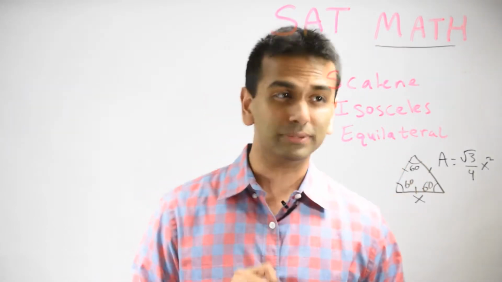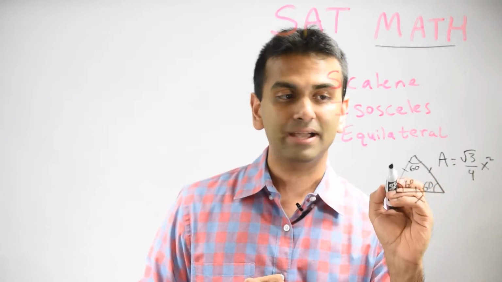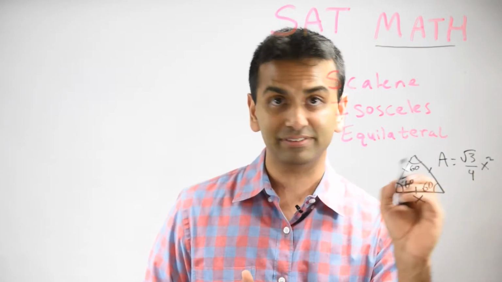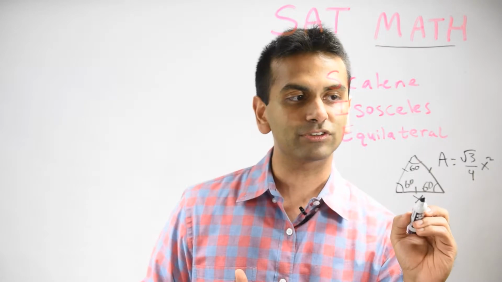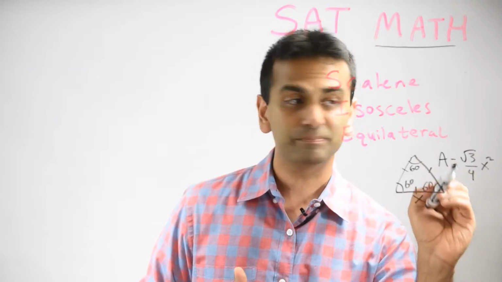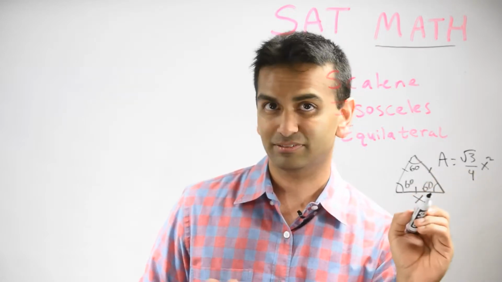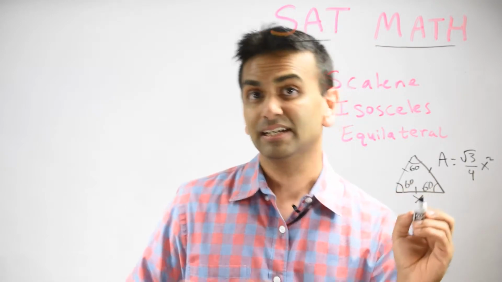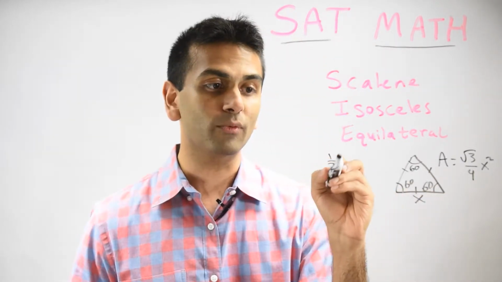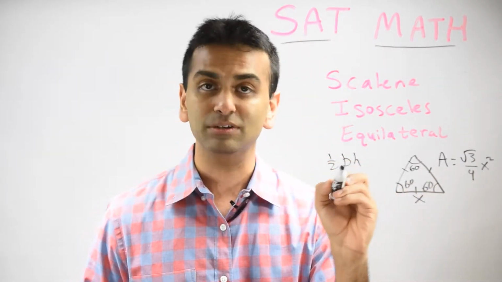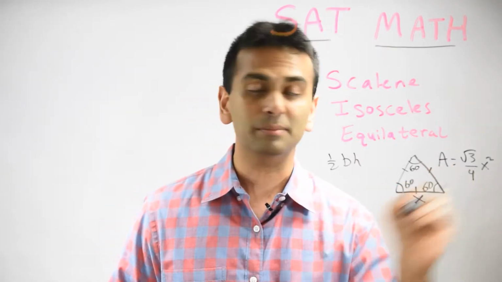A cool thing about equilateral triangles is if you know any one of the side lengths, obviously you know the other 2, but you can also use this formula, root 3 over 4 times x squared, to find the area, instead of the usual formula, 1/2 base times height, where you need 2 variables. Here you only need the 1 variable to find the area.